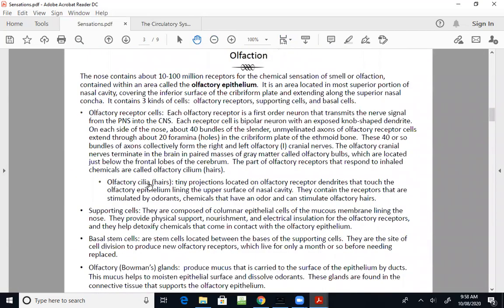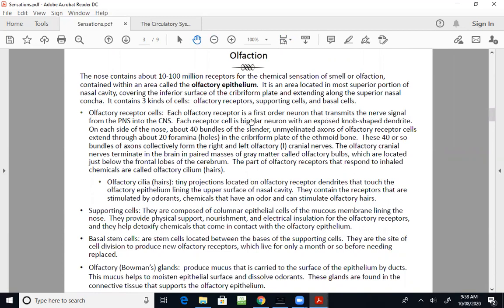Okay. Let's talk about the cells that are found within the olfactory epithelium. The first and very important cells, I shouldn't say they're the most important, because all cells are important, but as far as smell goes, these are the ones that are directly involved with it. These are the first order neurons that transmit the nerve signals from the PNS, from our nose, into the CNS, into the central nervous system.